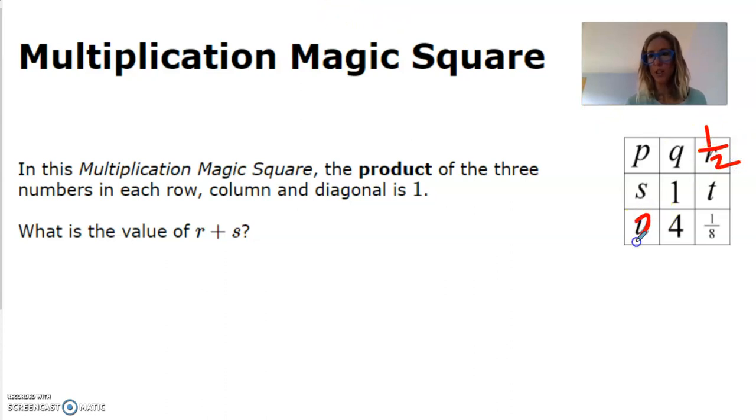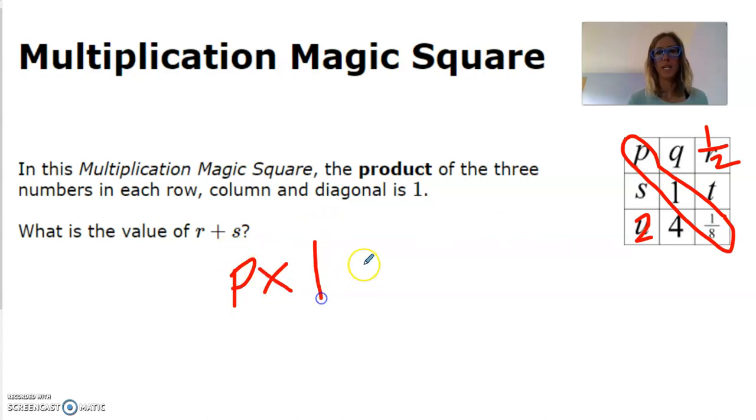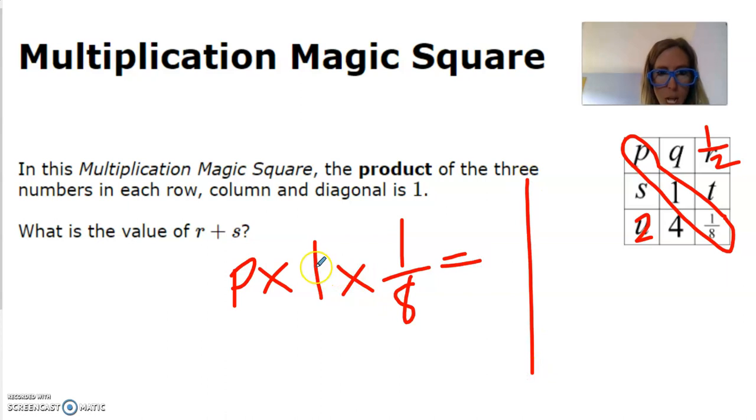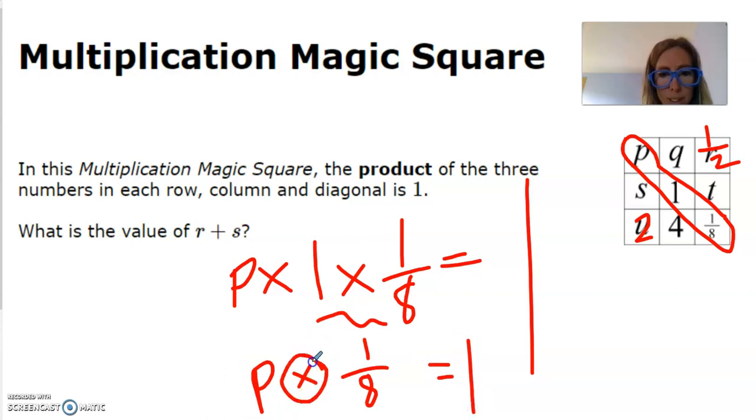We have U is 2. Okay, let's go to this diagonal. So P times 1 times 1/8 is supposed to equal a product of 1. All right, so first I start here. One group of 1/8 is just 1/8. So what number times 1/8 gives me 1? So how many groups of 1/8 do I need to have it be equivalent to 1 whole?